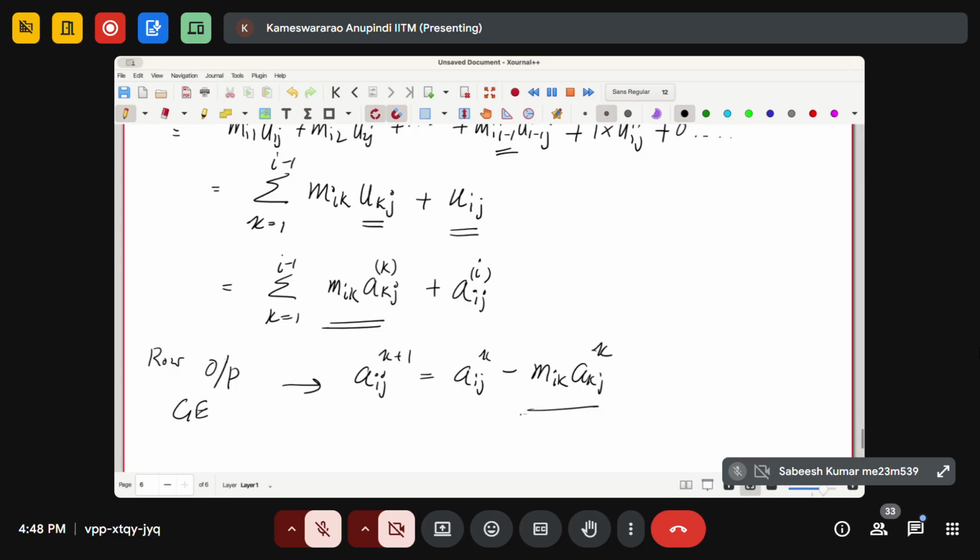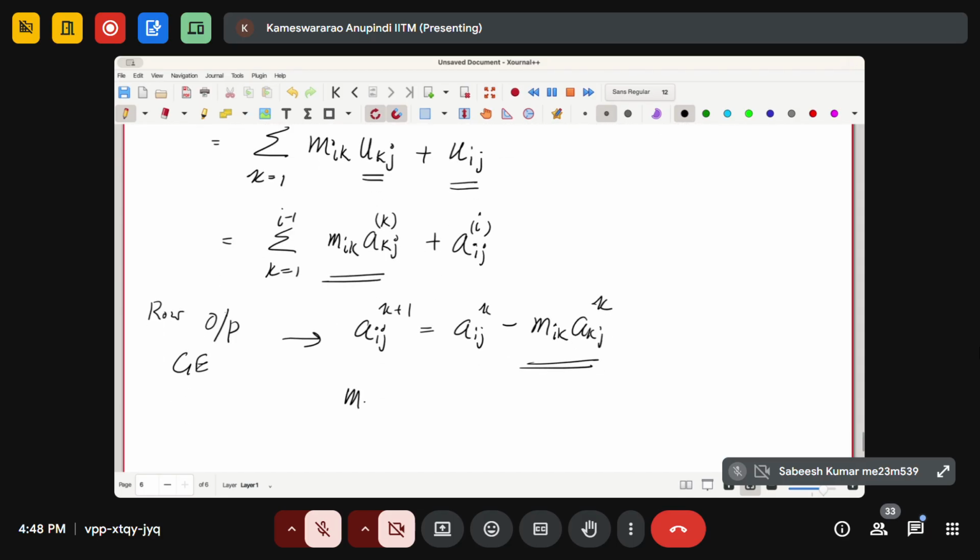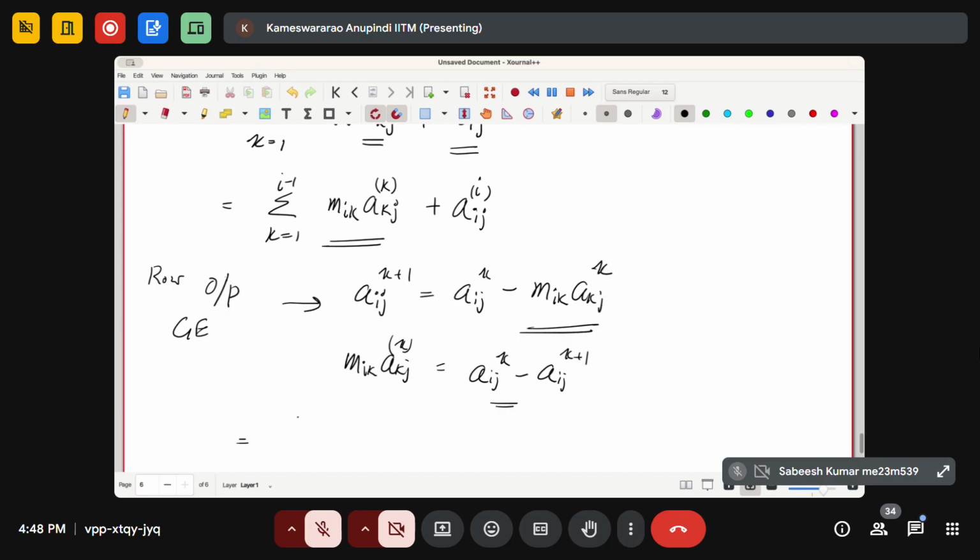That means I can write my m_ik a_kj, from the above equation, it goes this side, so you have a_ij^(k) minus a_ij^(k+1). I can write like this. That means I'm going to replace the sum over k equals 1 to i minus 1 of m_ik a_kj as a_ij^(k) minus a_ij^(k+1), plus outside I have a_ij^(i).